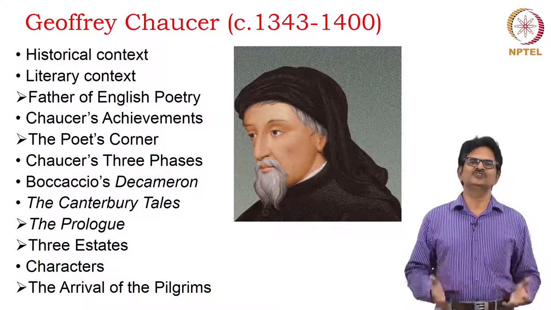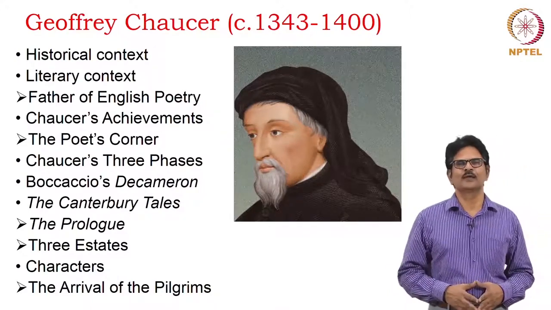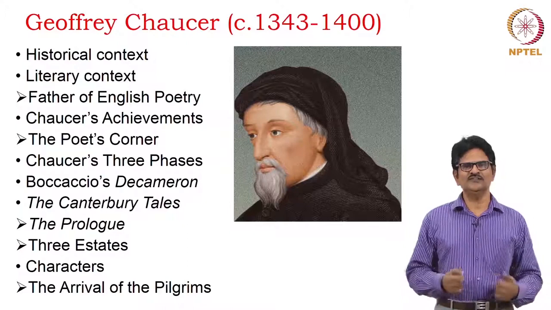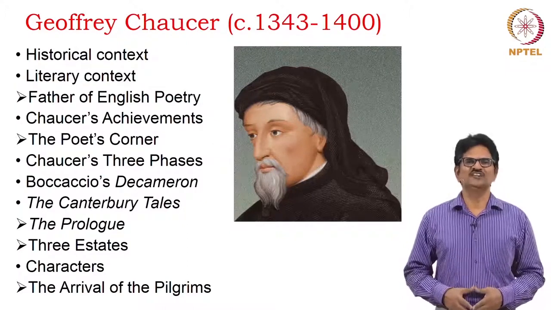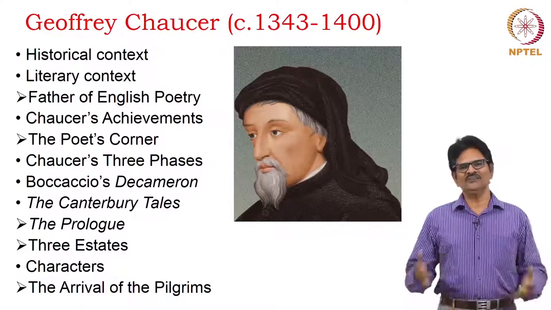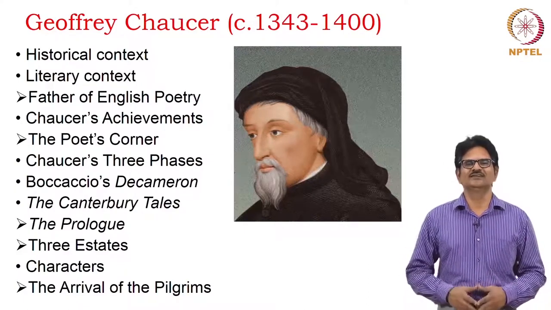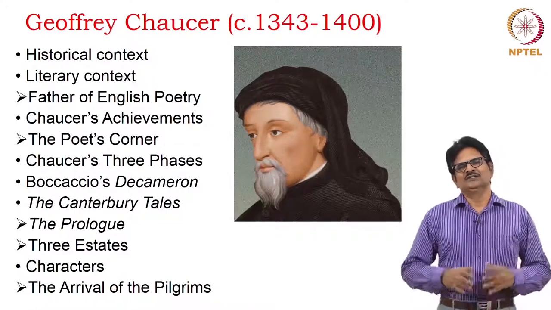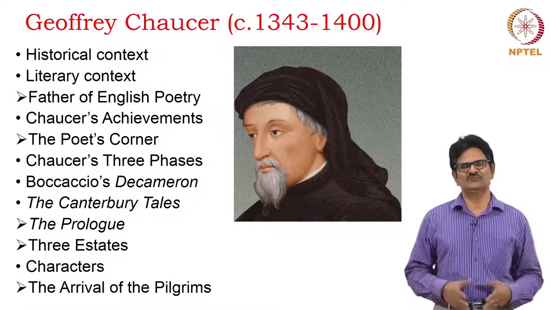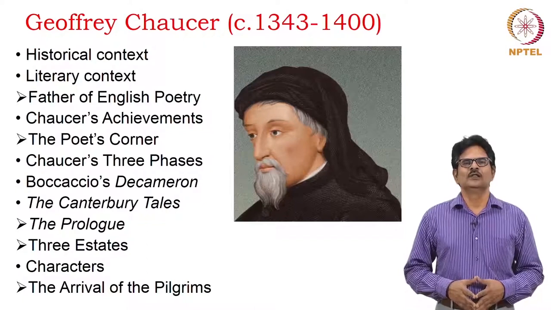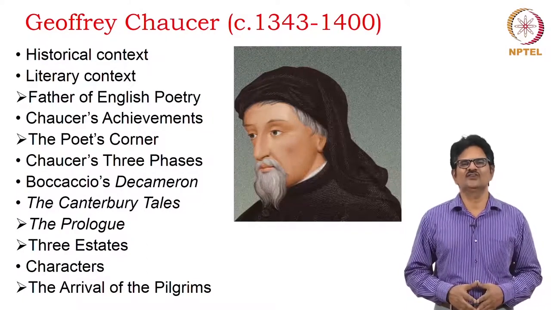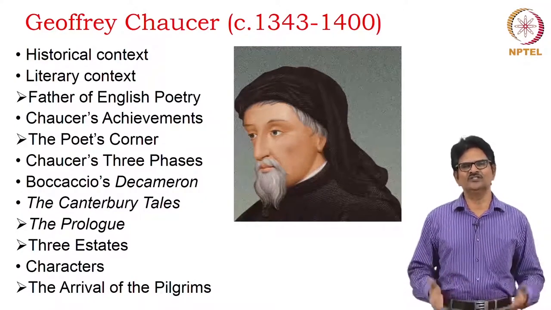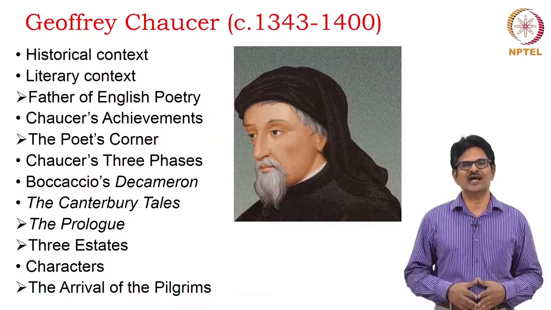We look at the historical and literary context first and then raise a question: why is he called the father of English poetry? To answer this question, we examine Chaucer's achievements, and one of his finest achievements is to create a place called the Poet's Corner, and that has become a location for all poets to aspire for in Britain. Then we see the 3 phases in the writings of Chaucer. We also go to the influence or the origin of the Canterbury Tales in Boccaccio's Decameron.